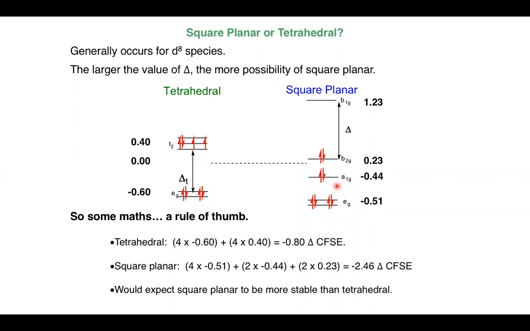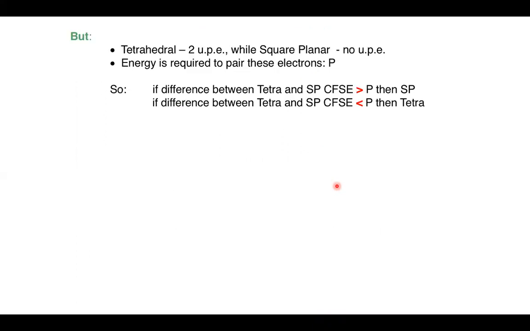So some math rule of thumb: for a tetrahedral d8 complex, we see that there's minus 0.8 Δ crystal field splitting energy, whereas for a square planar, it's minus 2.46 Δ crystal field splitting energy, which means that we expect the square planar to be much more stable than the tetrahedral. And so therefore, if it's more stable, it's probably more likely, unless there's some other thing which is influencing the structure, like ligands or the sterics.